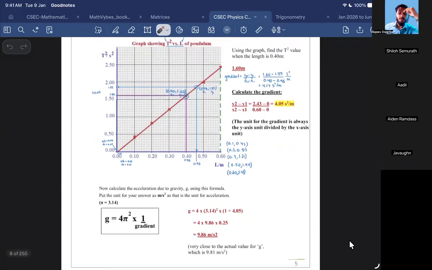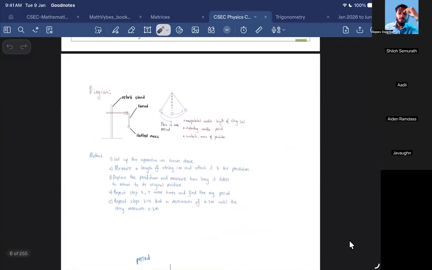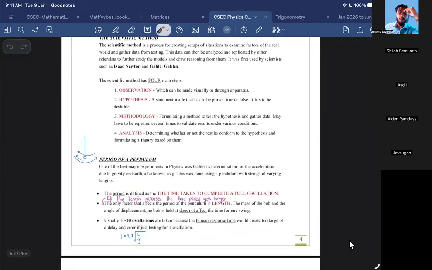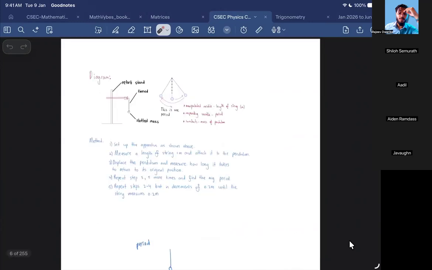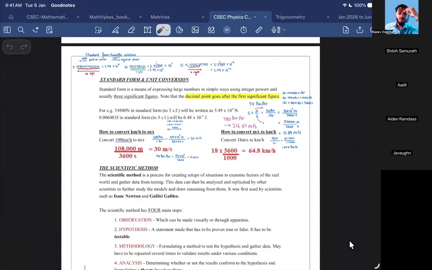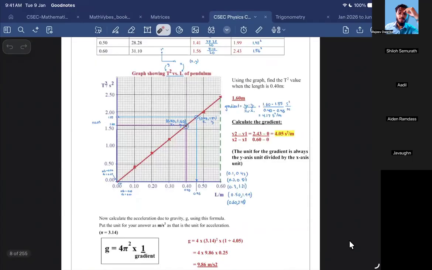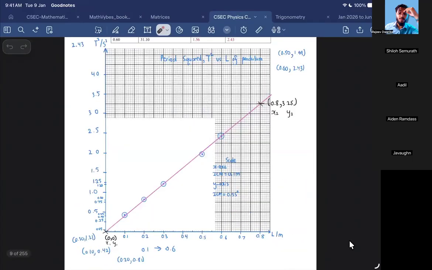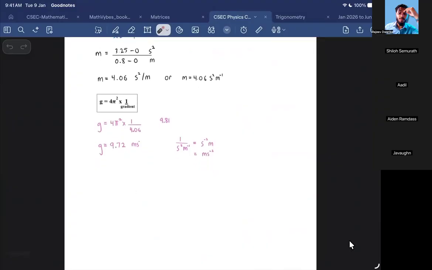In the last class, we would have also looked at some unit conversions, as well as the pendulum experiment. So that's what we would have looked at last class. Did we calculate the gradient?